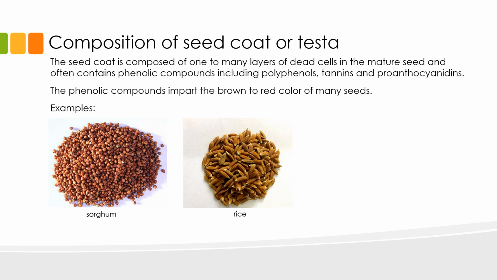These cells often contain phenolic compounds such as polyphenols, tannins, and proanthocyanidins. The phenolic compounds are responsible for the brown to red coloring that you see in many seeds, like for example, what you see in sorghum seeds and also in rice seeds.